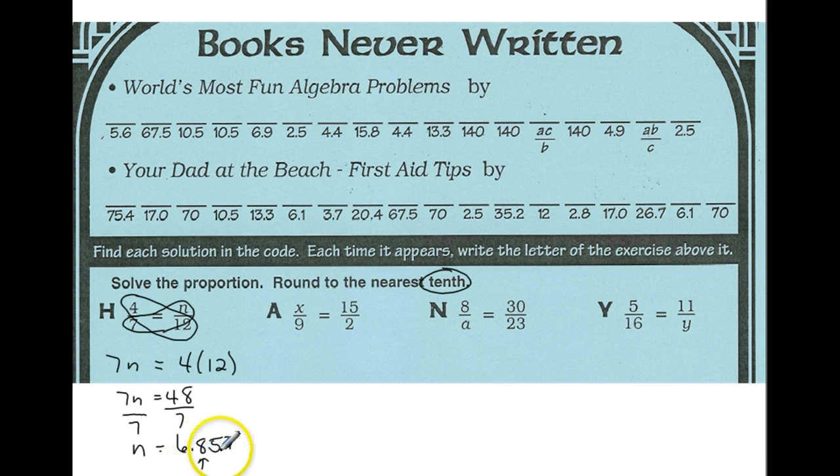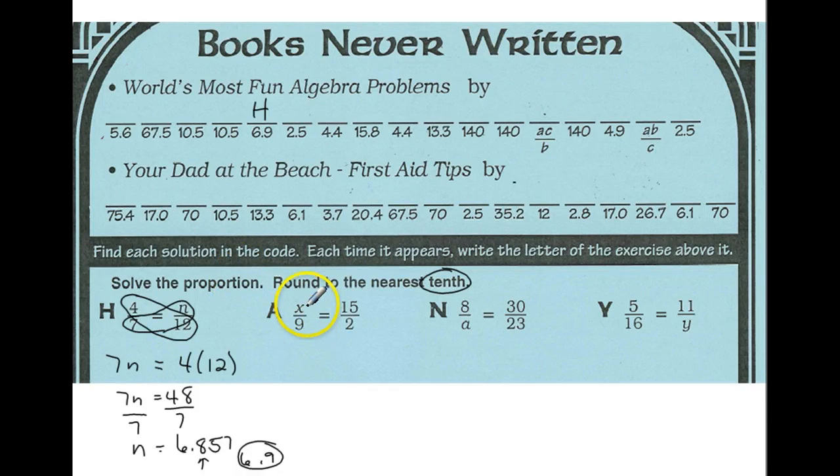If I look to the right, I see that there's the number 5. Any number 5 or greater is going to round that number up. So my final answer here should be 6.9. If I've done it correctly, I should be able to come to the top and find the number 6.9 and fill in the letter H. If I was looking for the answer of 6.8, I would not find it, and that would be an indication that maybe I rounded wrong or I did the problem incorrectly.